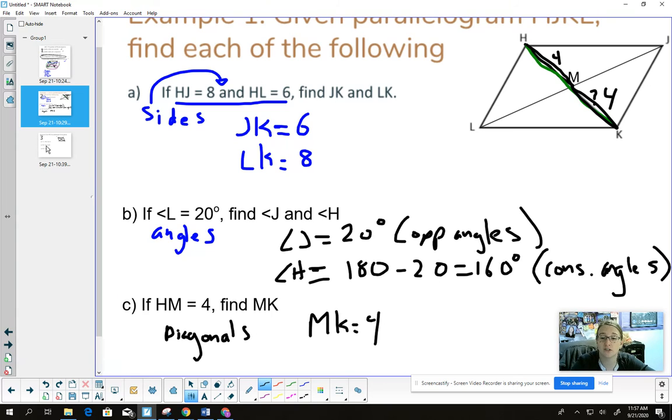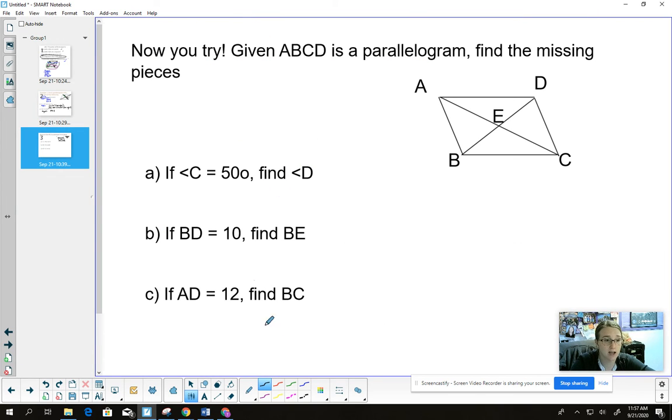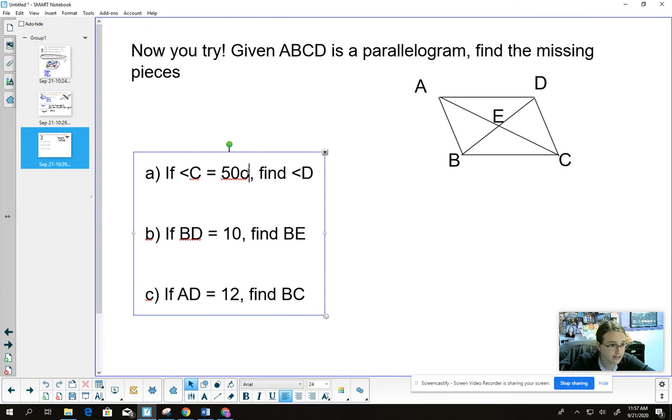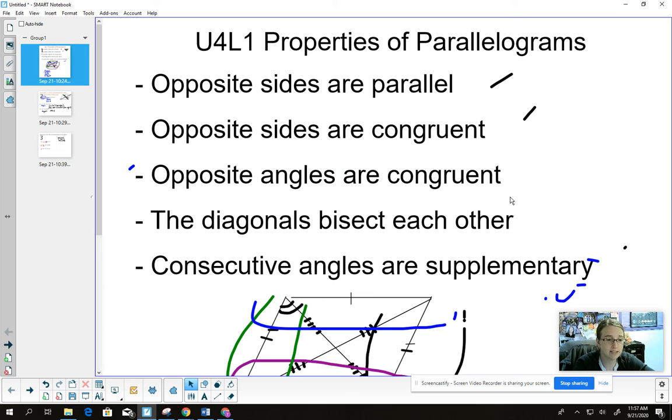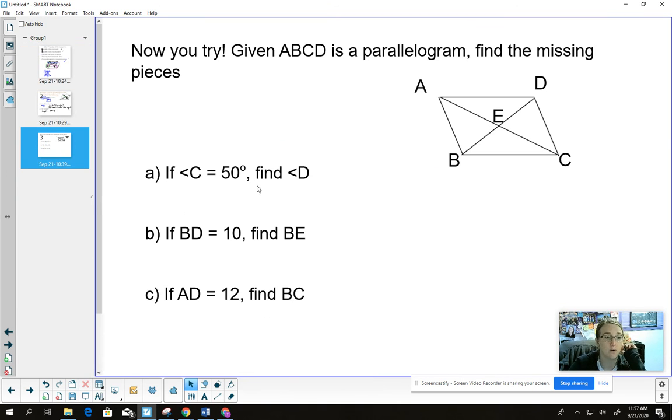So that's the process. You guys are going to try it all the way through one more time. Whoops, I want to fix that. That's 50 degrees. Refer to your properties. You need to say to yourselves, what piece is given? A side, an angle, or a diagonal? Look to your properties that you have about that piece and determine how to use them. Go ahead and try all 3 of these.